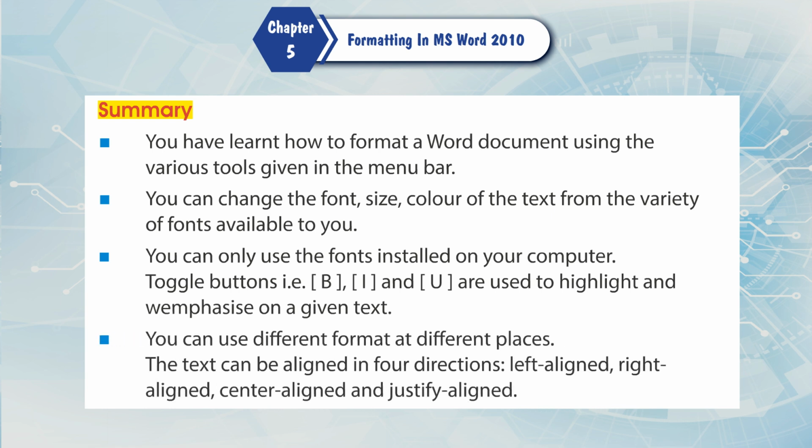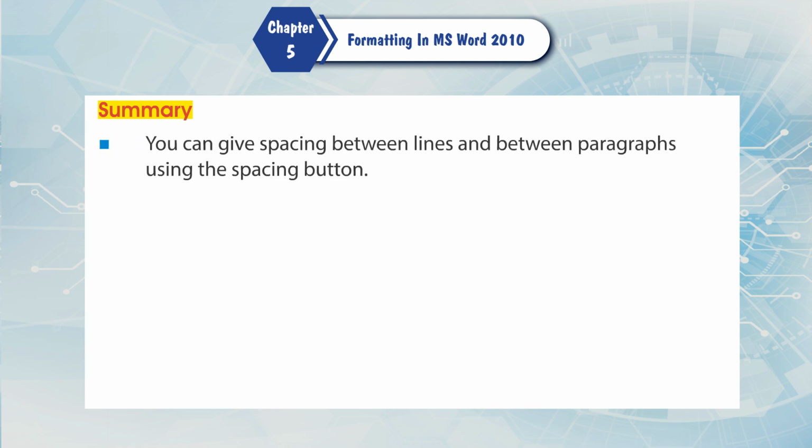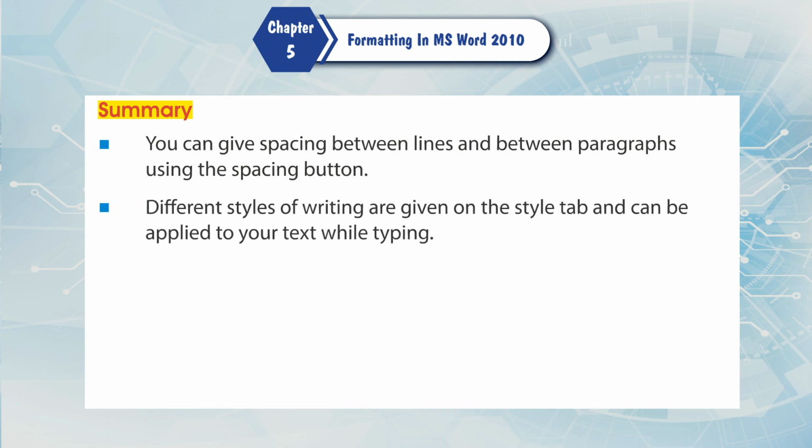The text can be aligned in four directions: left aligned, right aligned, center aligned and justify aligned. You can give spacing between lines and between paragraphs using the spacing button. Different styles of writing are given on the Style tab and can be applied to your text while typing.